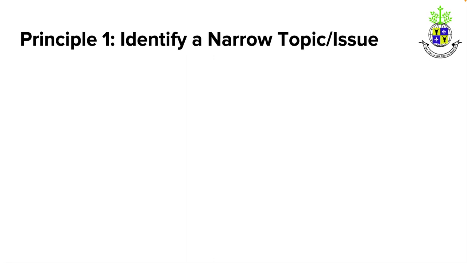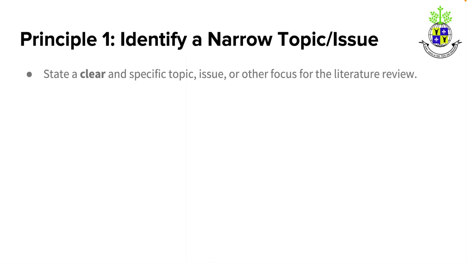So, if we're going to distill this idea into a couple of principles, principle one would be: identify a narrow topic or issue. You don't want to go too broad, because broad things require an awful lot of time and energy, and we want you to be able to graduate on time, or if you're working on an article, to finish the article and get it published so you can move on to the next thing. So start by stating a clear and specific topic, issue, or other focus for your literature review.